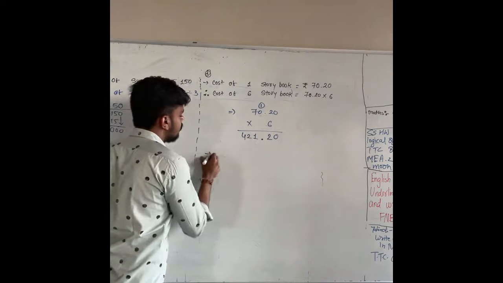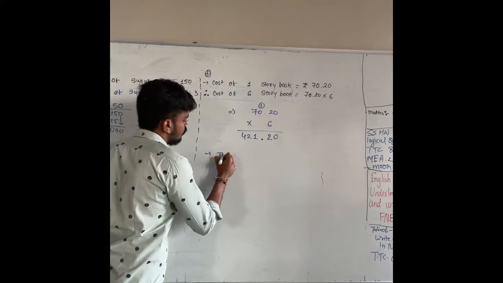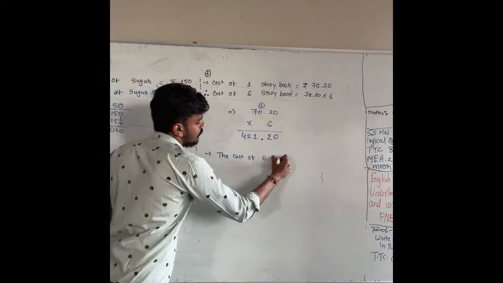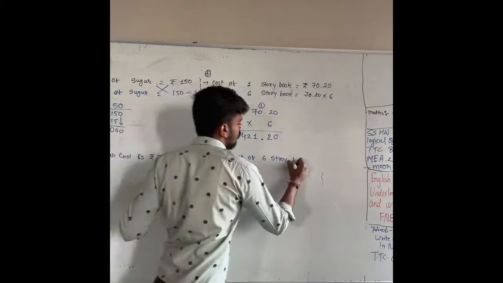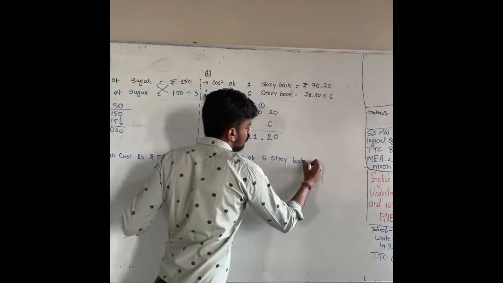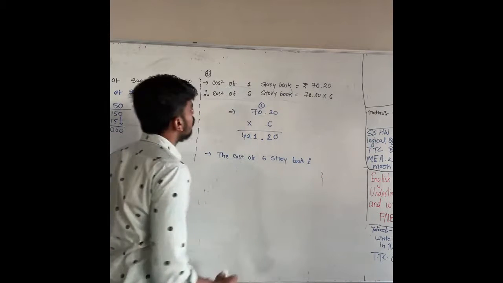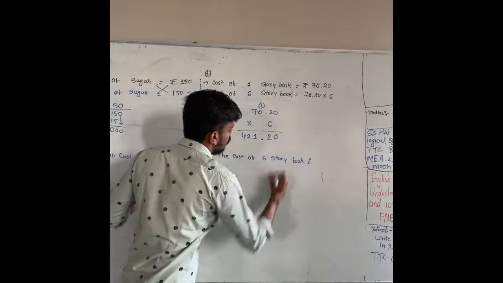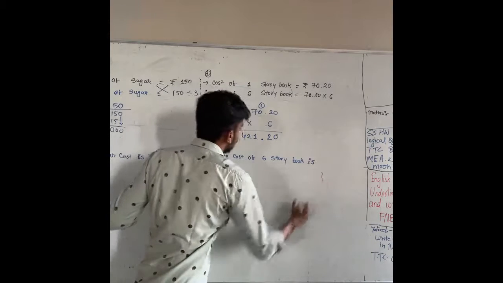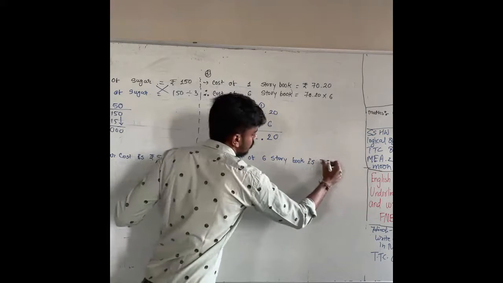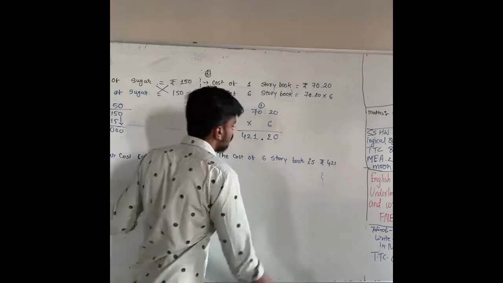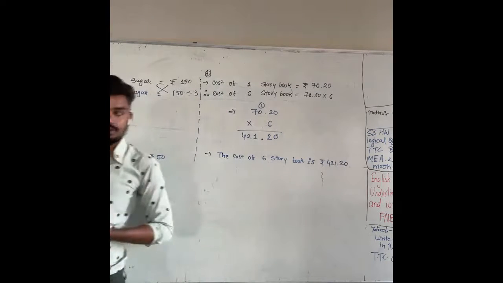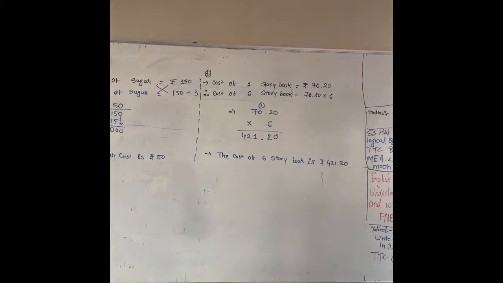6 0 0 plus 1 1 6 7 42. So that's the answer. The cost of six storybooks is rupees 421.20. Then yes. Understood this one? Yes. Anyone have any doubt?